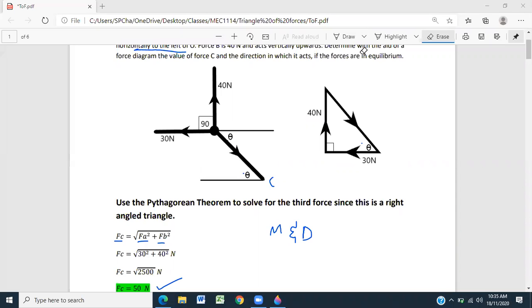Excuse me, sir. I got a question. Yeah. You could use Lamy's theorem or something to find the angles on this same question after you find the force. Lamy's theorem. So Lamy's theorem would be.